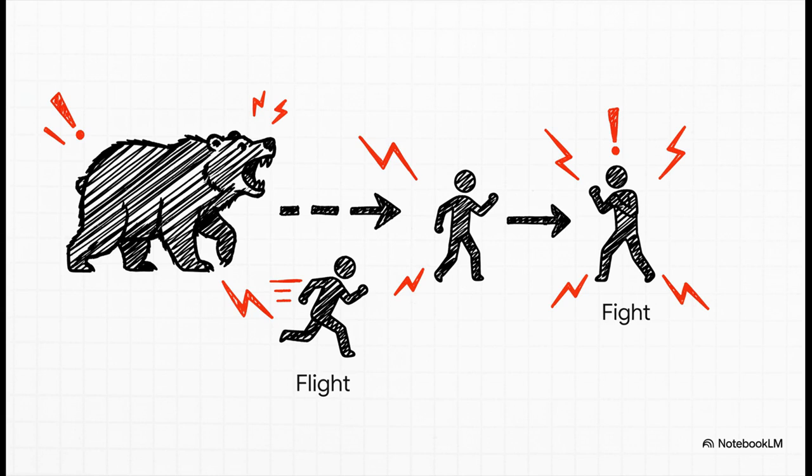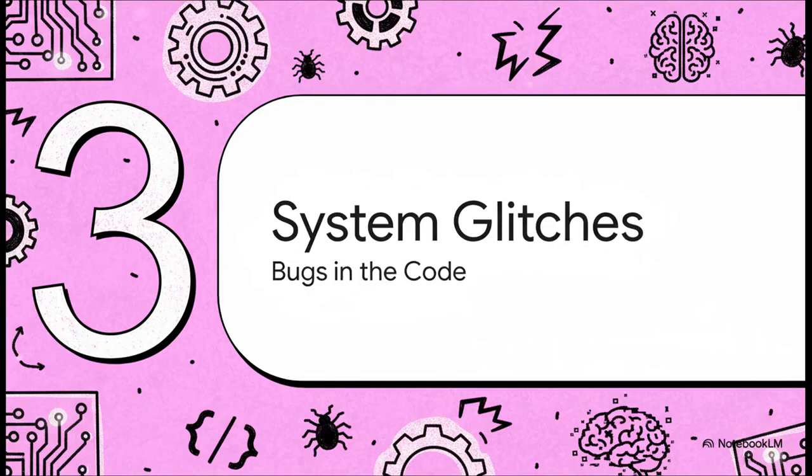The problem is, when this program starts running too often, or when there's no real threat, that's when it can show up as anxiety, phobias, or even full-blown panic attacks. So all of this kind of leads us to part three. What happens when the system glitches?